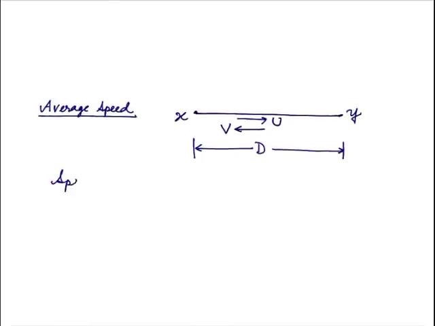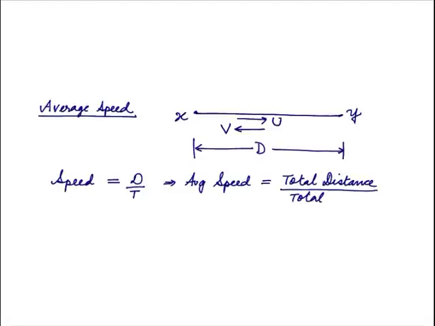We know that speed is equal to distance upon time, distance traveled upon the time taken to travel that distance. This means that average speed for a journey will be the total distance traveled upon the total time taken to travel that distance. Now, the total distance traveled will be d plus d. X to y is d and y to x is d. And the total time taken is t1 plus t2.